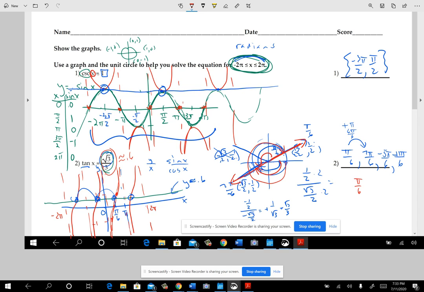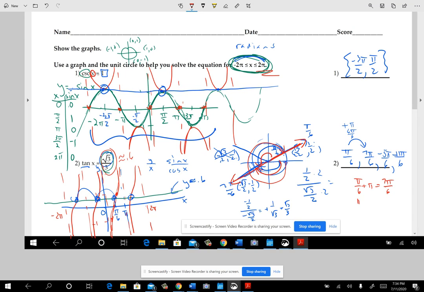Okay, but what I could have done is taken pi over 6, and since the period of the tangent graph is pi, I can add pi to it, and that's going to give me 7 pi over 6. But I can't add another pi. See, if I tried to add another pi to that, I'd be too far gone. I'd be further than I need to be. I'd be past 2 pi.